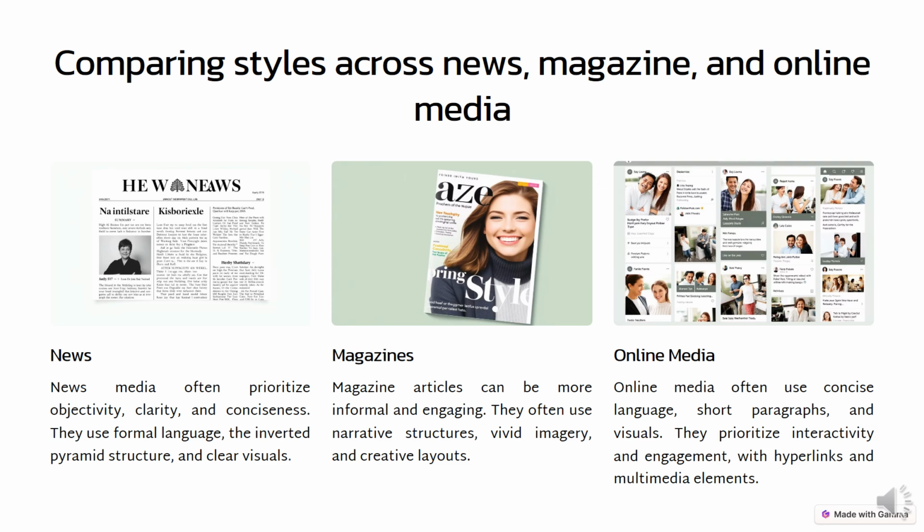Comparing styles across news, magazines, and online media. News. News media often prioritize objectivity, clarity, and conciseness. They use formal language, the inverted pyramid structure, and clear visuals. Magazines. Magazine articles can be more informal and engaging. They often use narrative structures, vivid imagery, and creative layouts. Online media. Online media often use concise language, short paragraphs, and visuals. They prioritize interactivity and engagement with hyperlinks and multimedia elements.